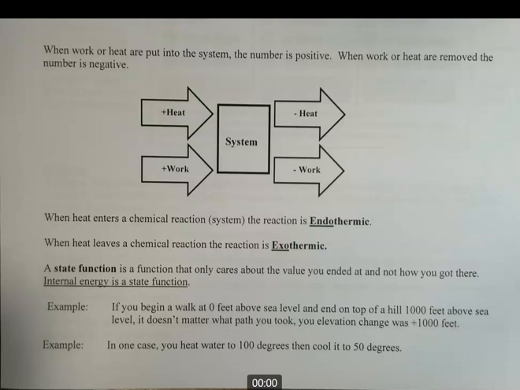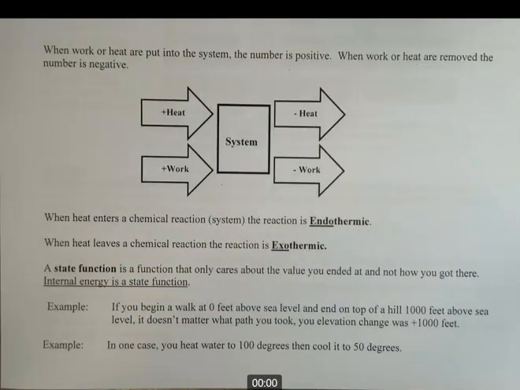However, the distance you walked to get from the bottom to the top of that hill is not a state function. You could have walked a really windy path or you could have walked a very straight path. So distance is not a state function. In other words, you could have walked 2 miles to get to the top of that hill, or maybe just 1 mile if you took a different path. But the elevation change is going to be 1,000 feet no matter what.